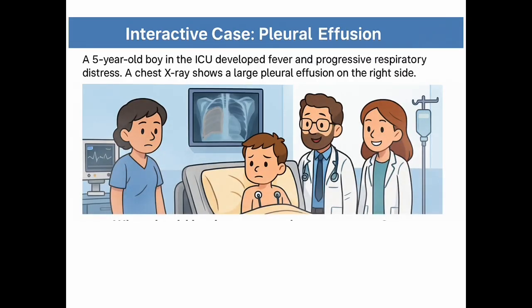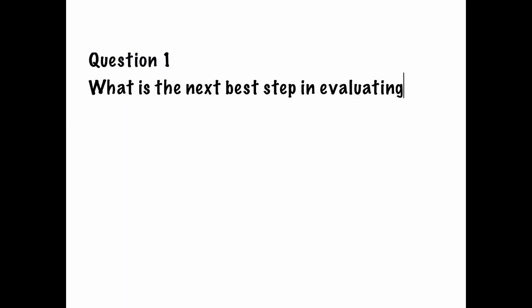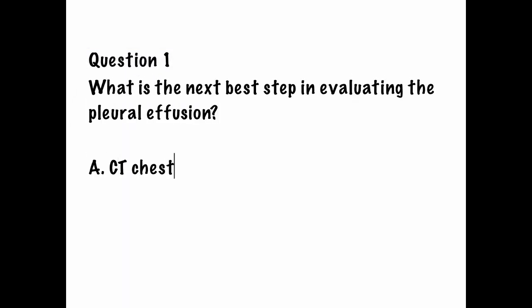A 4-year-old child presents to the emergency department with fever, cough, and respiratory distress for the past 4 days. On examination, the child is tachypneic, with decreased breath sounds on the right side. A chest X-ray shows a moderate right-sided pleural effusion. Question 1. What is the next best step in evaluating the pleural effusion?